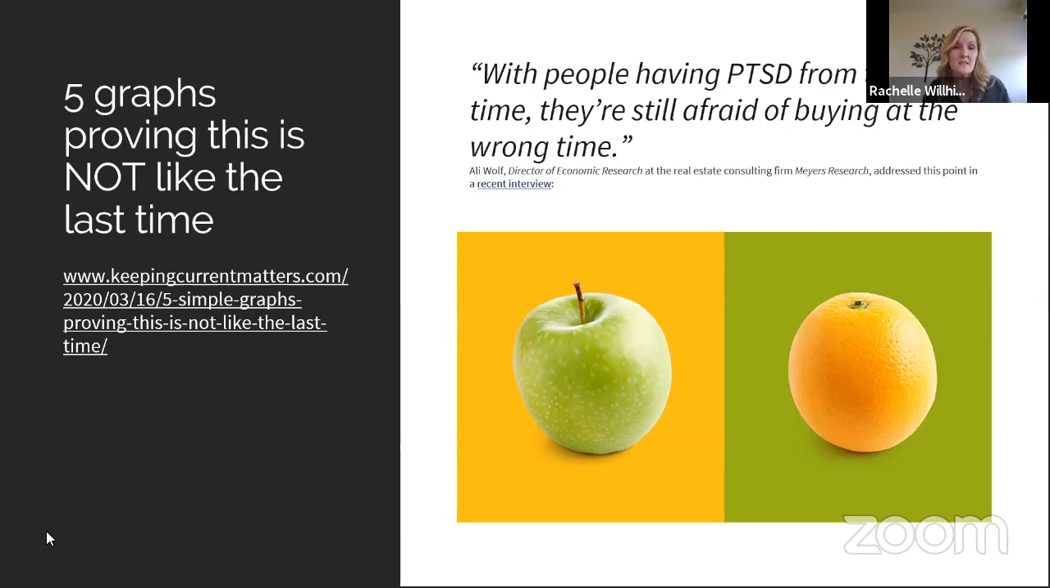I like that this article was done by the Director of Economic Research, and it's 5 graphs proving this is not like last time. So if somebody's really kind of having PTSD or kind of nervous about moving forward with either buying or selling, I would show them some of these graphs, and I have them quickly on the sheet here that we can go through. So you have the link if you want to play this back, or if you want me to send it to you, I'd be happy to. I'll post it on our Facebook group.